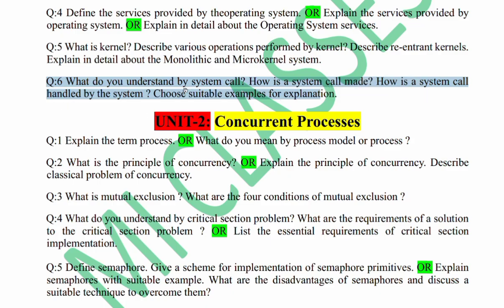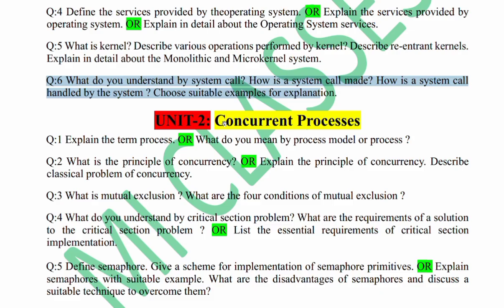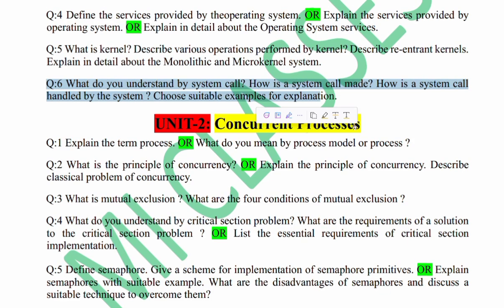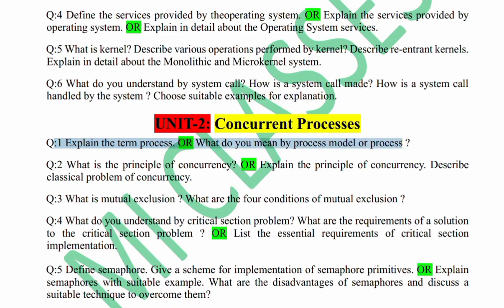We start unit number second, which is Concurrent Process. Question number first is, explain the term process, or what do you mean by process model or process.